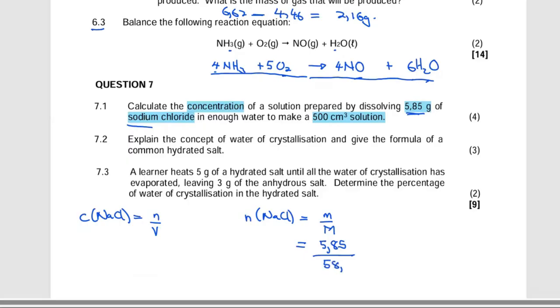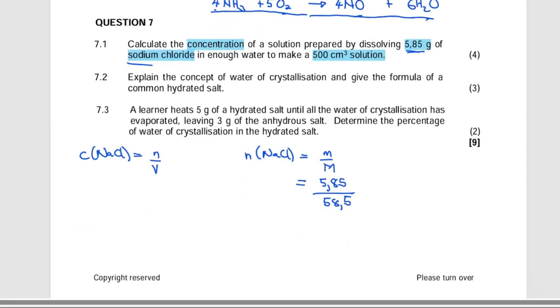58.5 there, right? Now if I do my math according to my calculator, it gives me a value of what? 5.85 divided by 58.5. I'm getting a value of 0.1. Remember, these are the moles, right? So I'm going to get that value. Then I can take those moles and substitute them into this equation here.